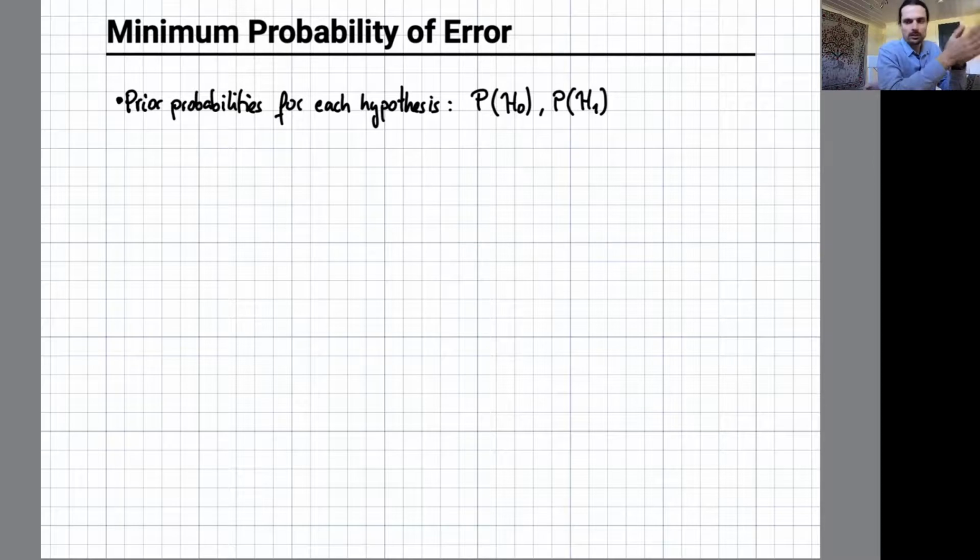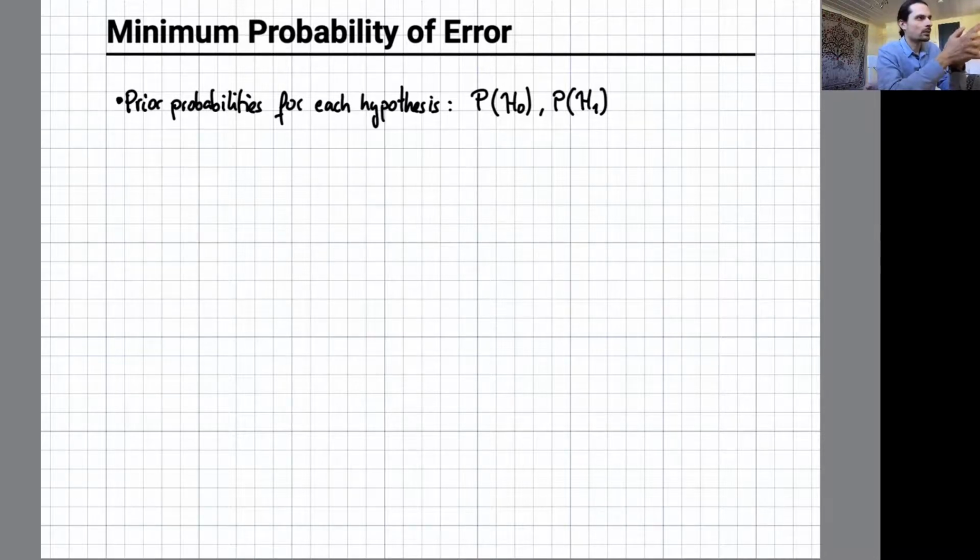In detection theory, there is also a similar distinction. Note that in the previous lectures, we didn't assign any probability to the hypothesis, right? So we didn't express any preference for H0 or H1, right? So we were sort of neutral.